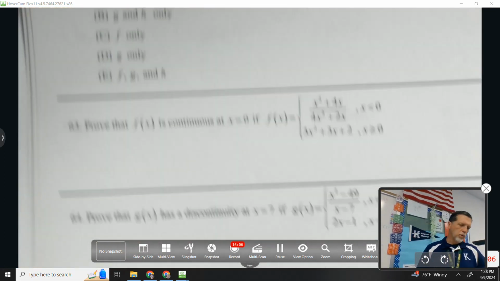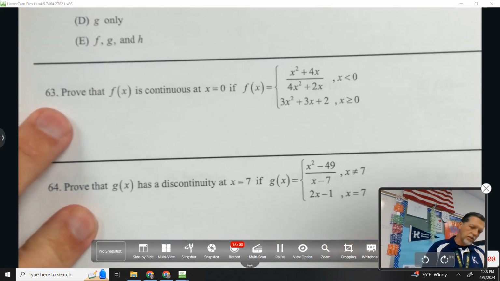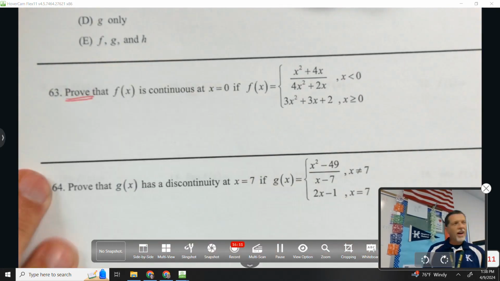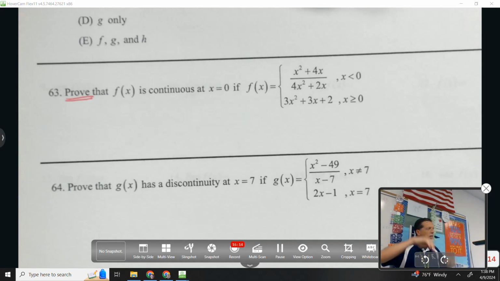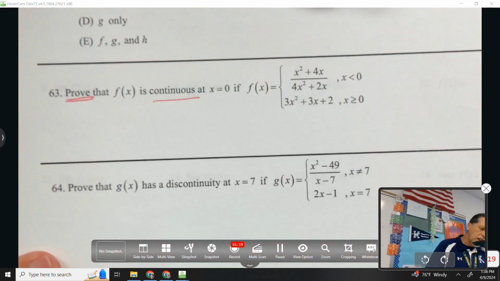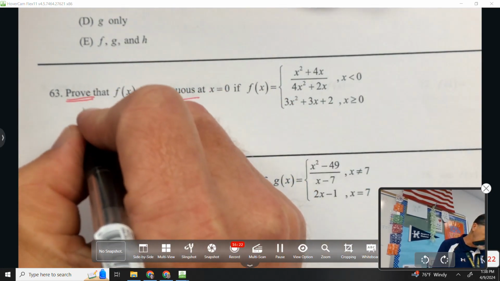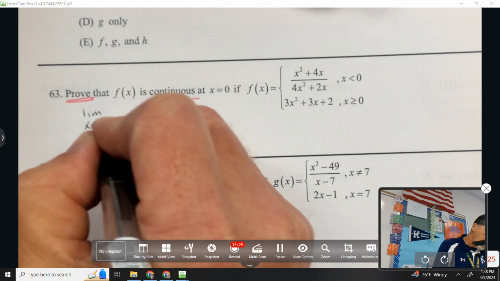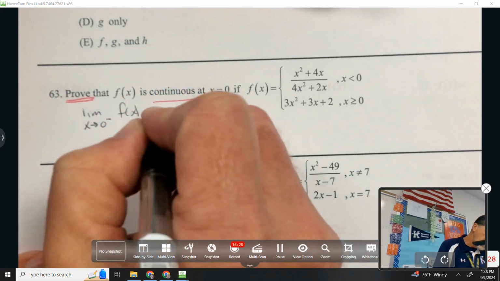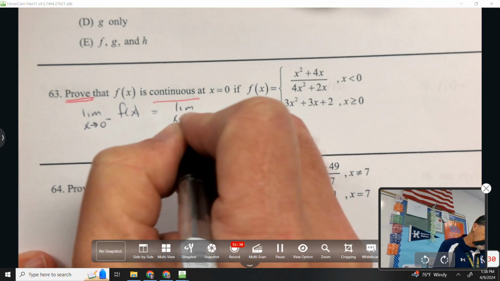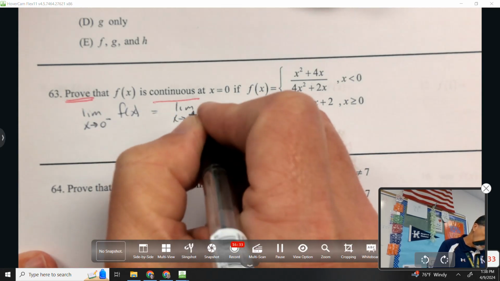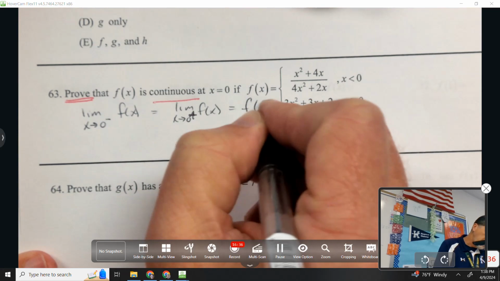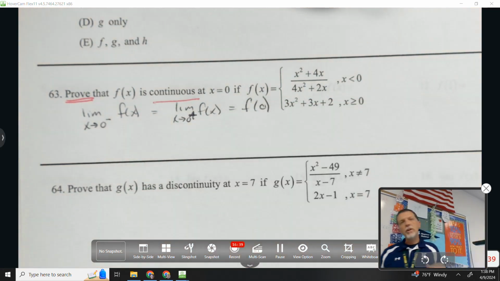63. Last one. Prove. Okay, here's one you probably want to see because I don't know that we've proved yet. This is not like a geometry proof with the table and the statement and the reason and the given and the theorems and all that stuff. To prove continuity, just think back to the definition of continuity. The limit from the left equals the limit from the right equals the function value. So if we can plug into those and they're all equal, then it is continuous. If something breaks down somewhere, it's not continuous.